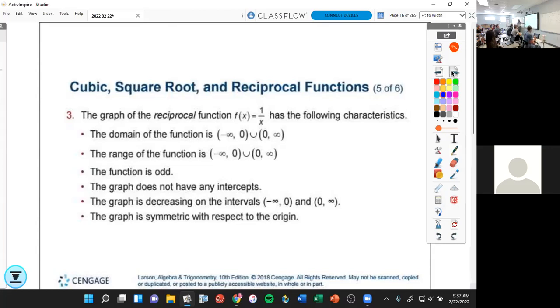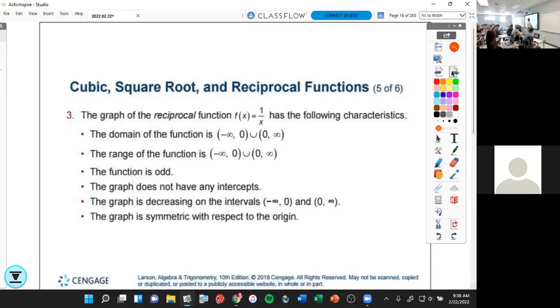Okay. The function is odd. It is symmetric about the origin. Obviously, if the domain can't be 0 and the range can't be 0, does it have any intercepts? No. If it can't touch the x or the y axis, you have no intercepts. It's decreasing from negative infinity to 0 and from 0 to infinity. The graph is symmetric with respect to the origin.